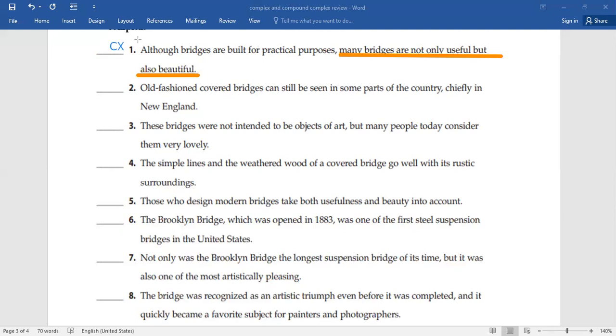All right. Let's put a square over our subordinate clause. What would be the subordinate clause, Jawad? Although bridges are built for practical purposes. Great. And it starts with the word although, which is a subordinate conjunction. Perfect, Jawad. Thank you so much. Okay, Abdurrahman, number two. Old-fashioned covered bridges can still be seen in some parts of the country, chiefly in New England.